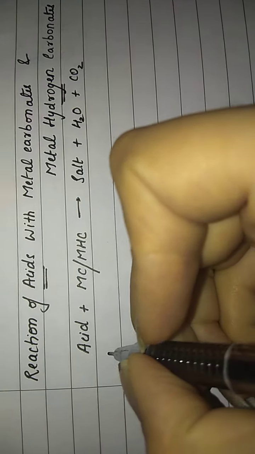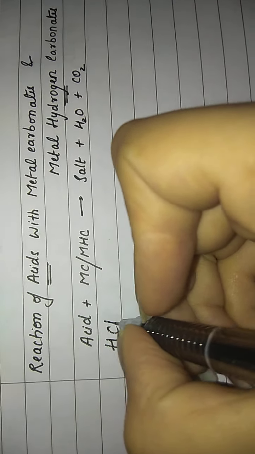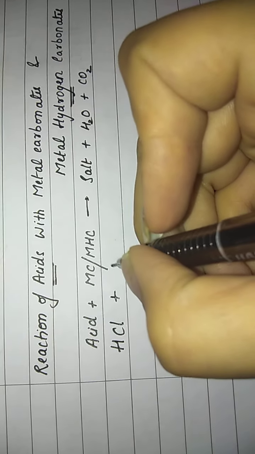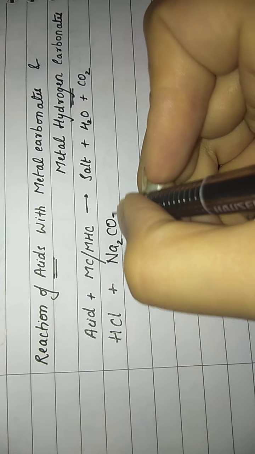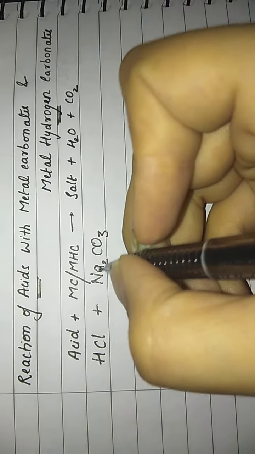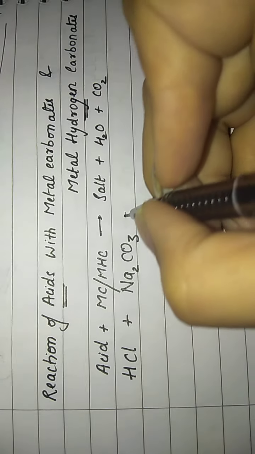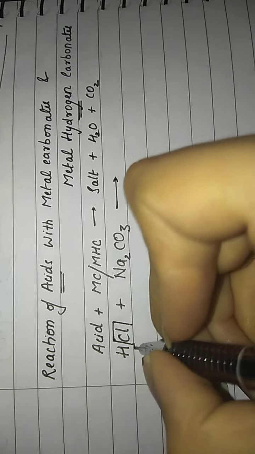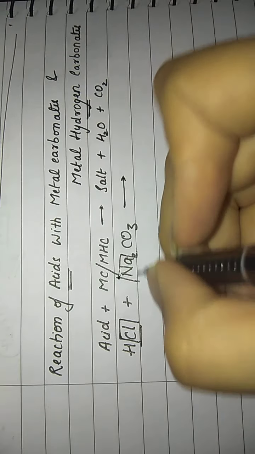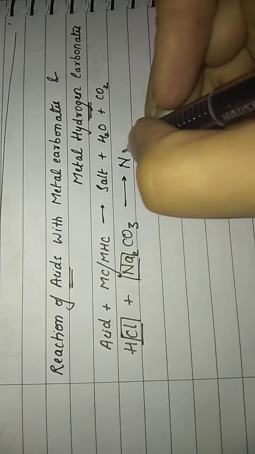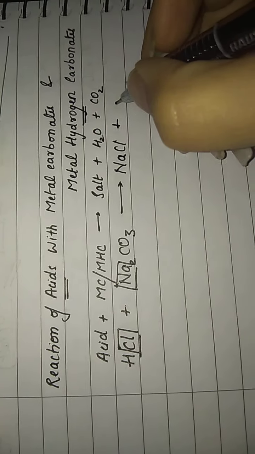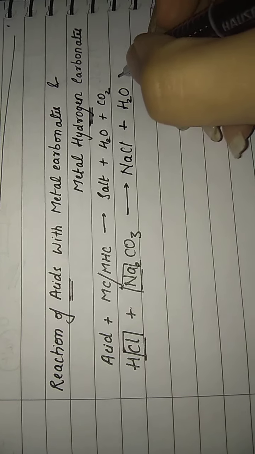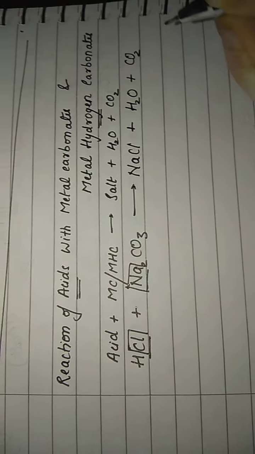I am taking HCl as the acid and my metal carbonate as sodium carbonate, that is carbonate of a metal. Fine. Now how the salt will be formed? Cl will combine with Na to give me the salt NaCl, and as I said, these two will always be formed, so my other two products are H2O and CO2.